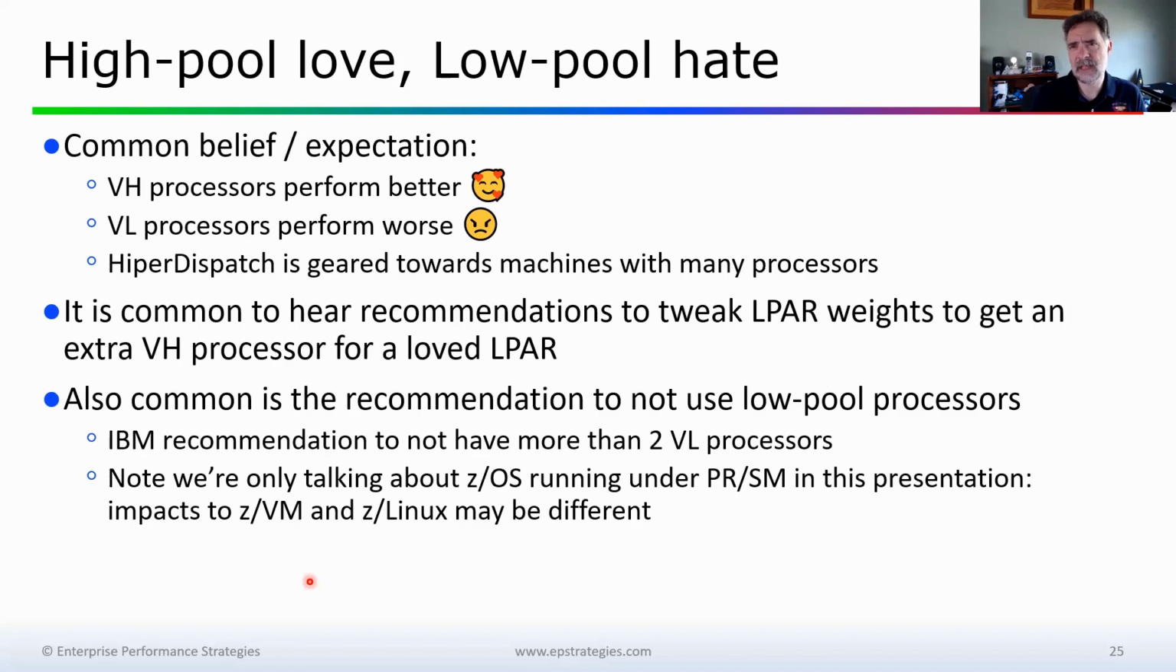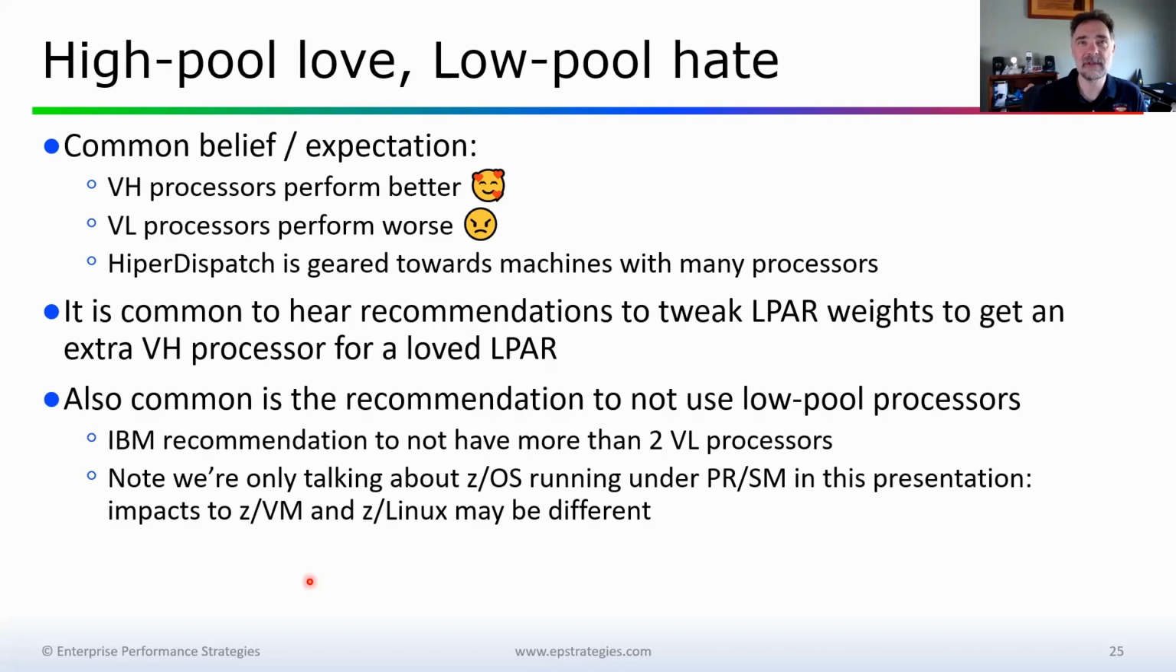And there's also this concept that HiperDispatch is geared towards machines with many processors. Well, it's certainly more important with many processors. It's important when you just have a few processors as well. It is common to hear, as I said, the recommendations to tweak the LPAR weights to get that extra vertical high. And there's also this common recommendation to not use low pool processors. The IBM recommendation is not to have more than 2 vertical low processors on your LPAR. I like to be a little nicer than IBM, so I'll say 3.